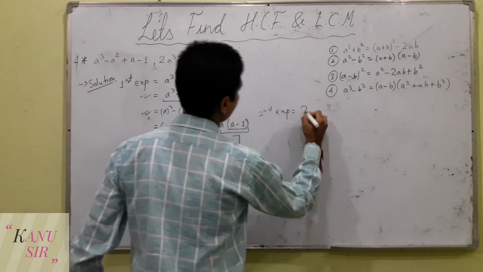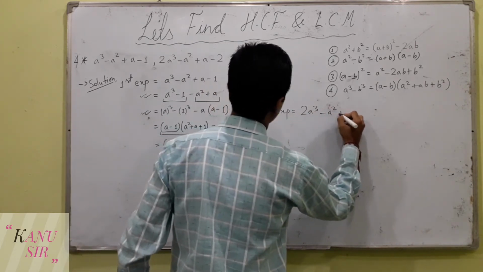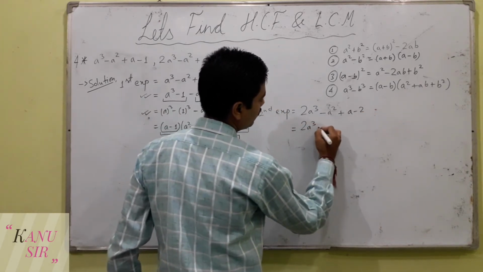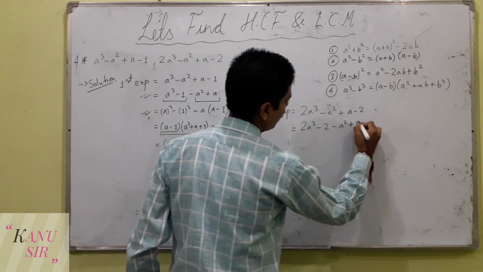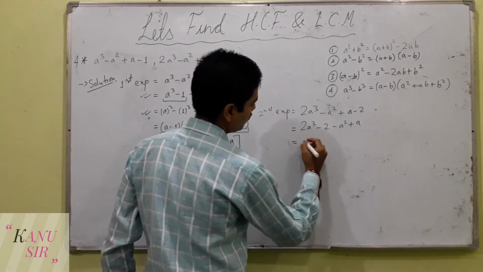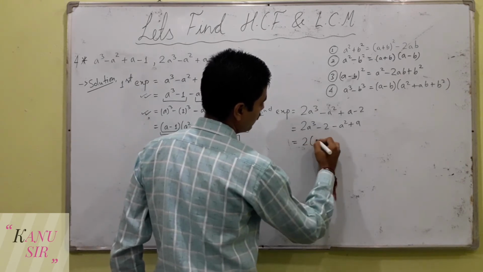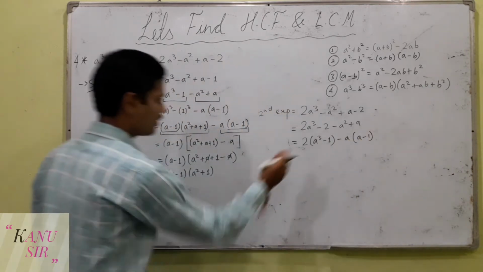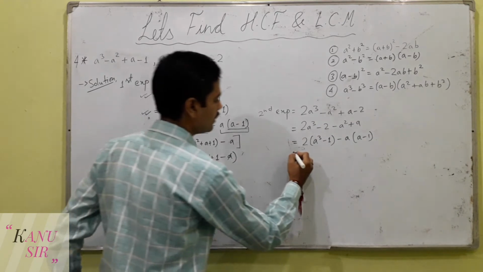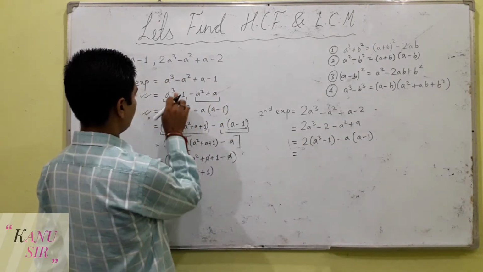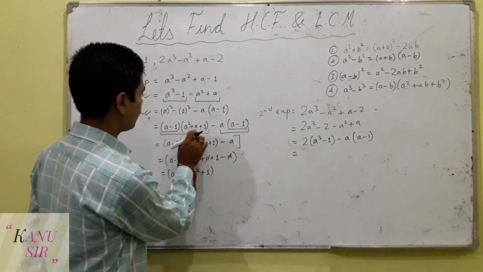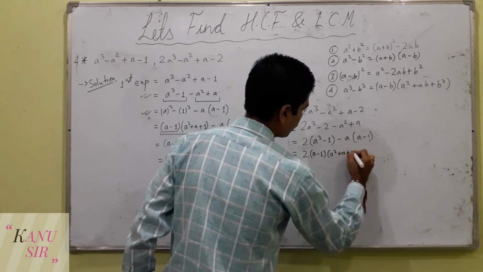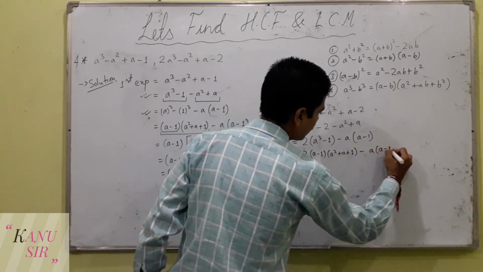The second expression is 2a cube minus a square plus a minus 2. Then from here you can write 2a cube minus 2 minus a square plus a. Then you will get 2 common out from the first, a cube minus 1, minus a common out, you will get a minus 1. Same as before, here is the condition. So a cube minus 1 is broken in the form of a minus 1, a square plus a plus 1. So you can write a minus 1, a square plus a plus 1 minus a minus 1.